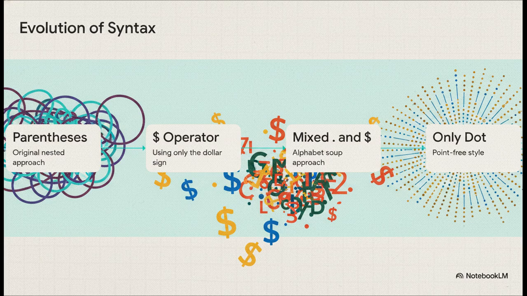But Eng actually noted that this mixed version felt, well, kind of like alphabet soup. So, driven by the desire for ultimate cleanliness, they pushed forward all the way to stage 4, exclusively using the dot operator. Let's see what happens when we hit that final, quote-unquote, pure stage.